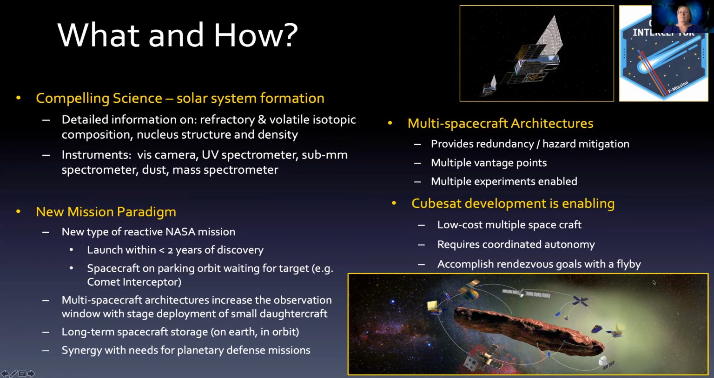So one idea is to have a multi-spacecraft architecture where you have a mother spacecraft and then a lot of smaller spacecraft that arrive with the mother craft, such as CubeSats, such that these can take the risk of going in close and doing some of the experiments. So you effectively get a rendezvous-like mission, but with a flyby scenario.